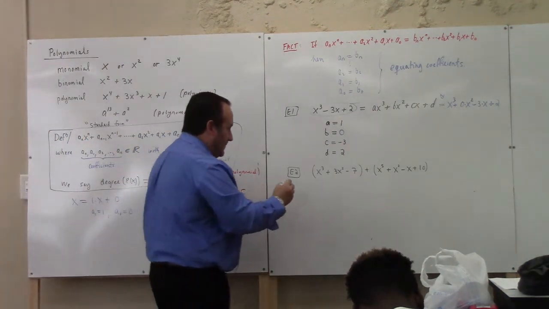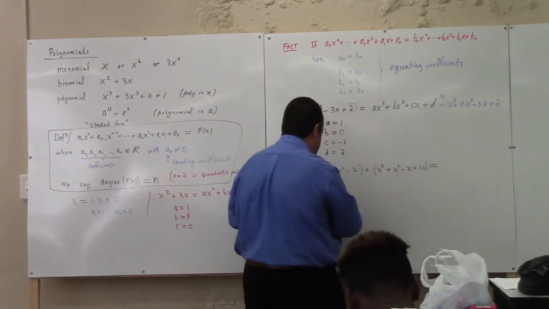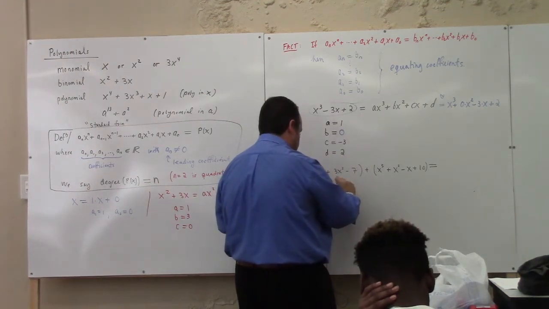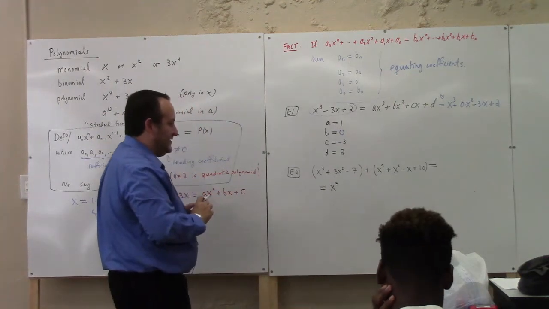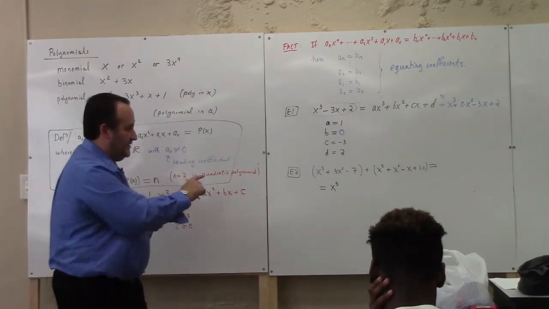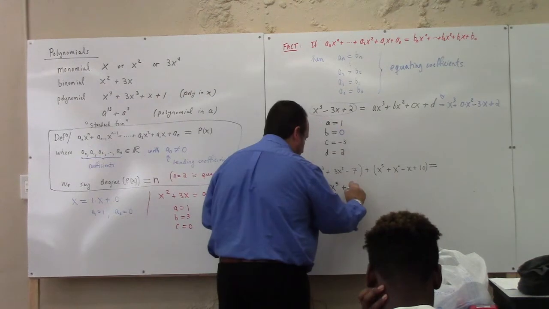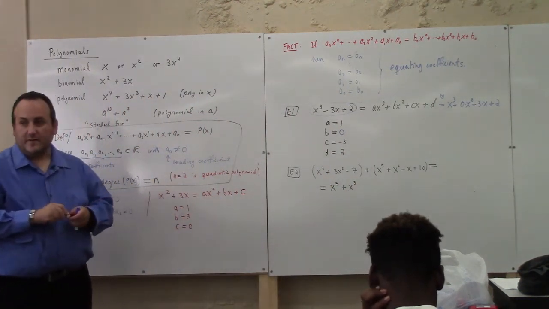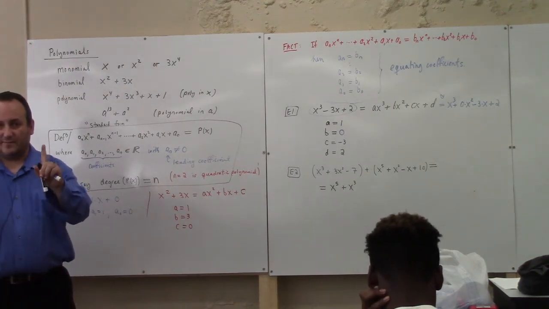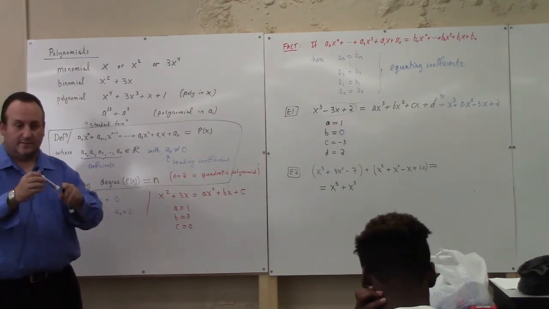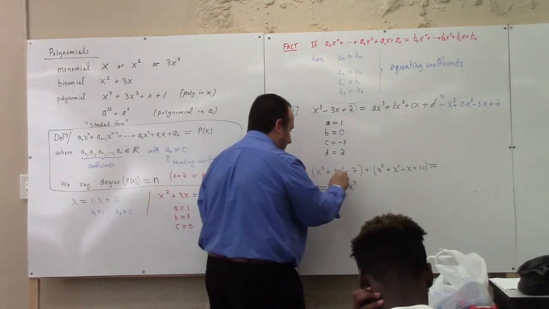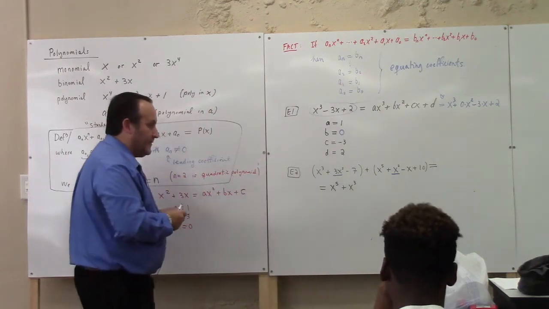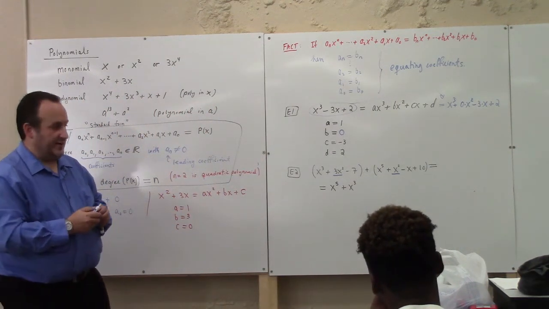So this one, what's the top? I mean, what do you got? You got x to the 5th, right? And then what's the next highest thing? Plus x cubed, right? Now, where it gets interesting is when we have overlapping powers, right? So I have a 3x squared here. I have an x squared here. What happens when we add them? We get 4x squared, right?